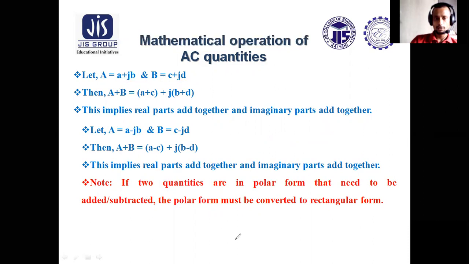Now, if two quantities are in polar form and need to be added or subtracted, polar form must be converted to rectangular form, as I discussed earlier.